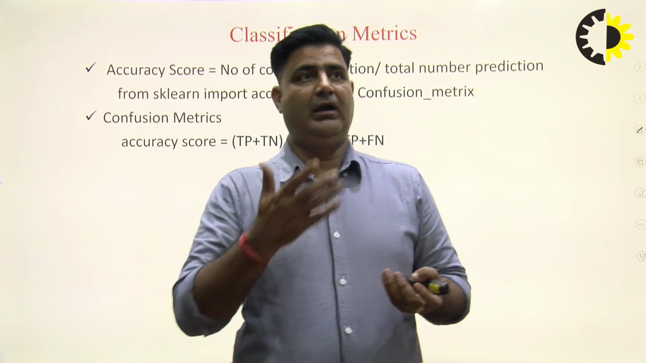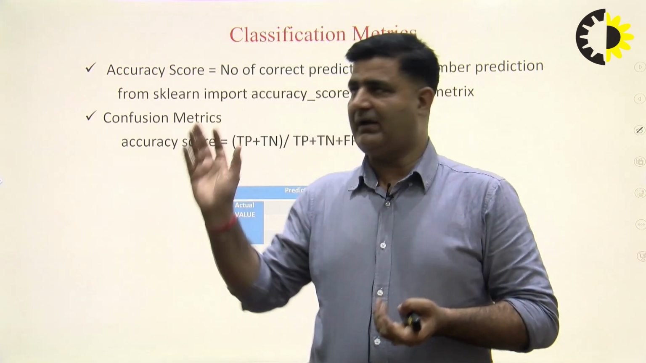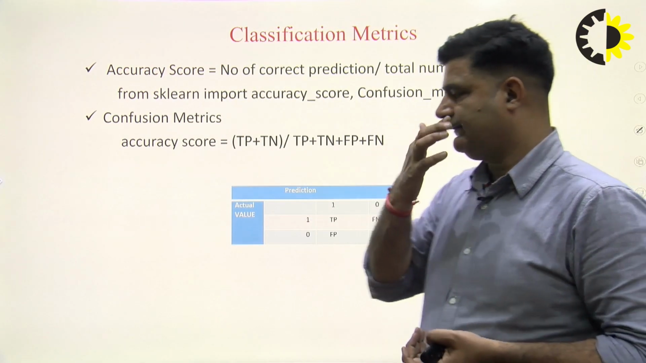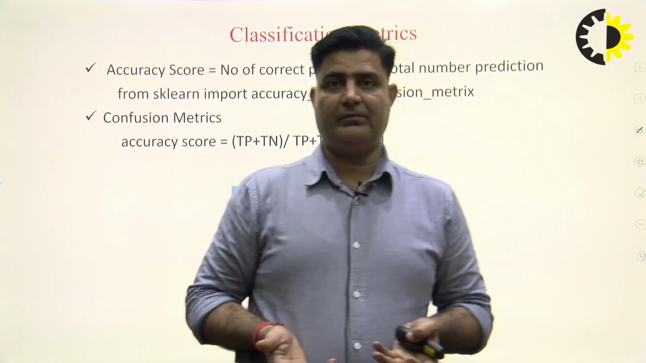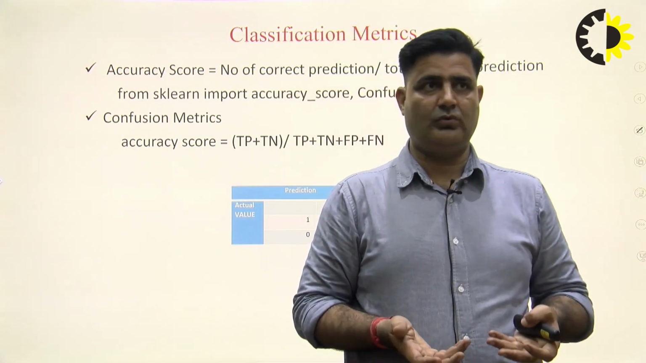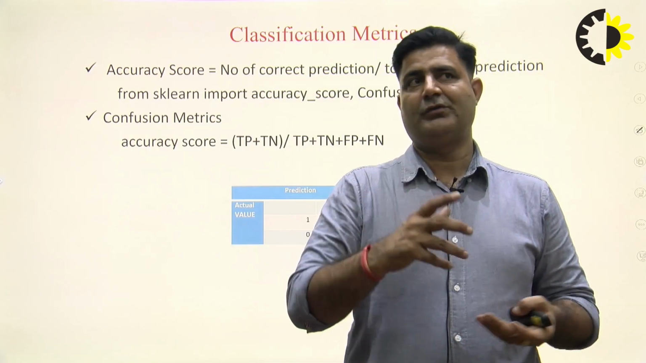The first one is the confusion matrix. Then we have the AUC ROC curve. We have precision, recall, and F1 score. So first, we mostly use the confusion matrix for this.